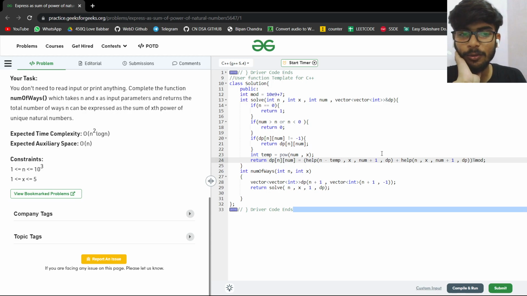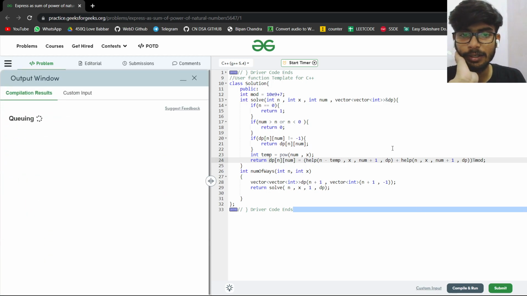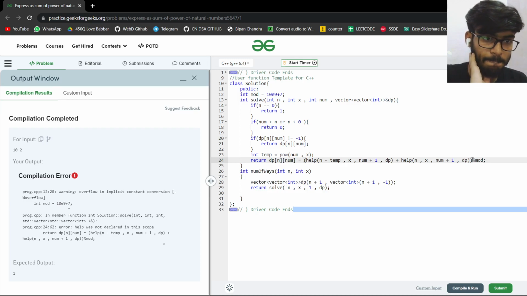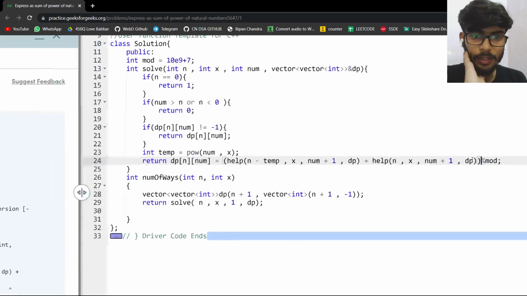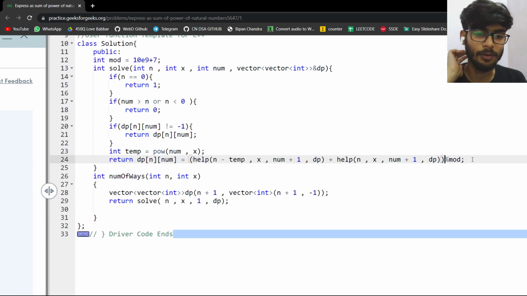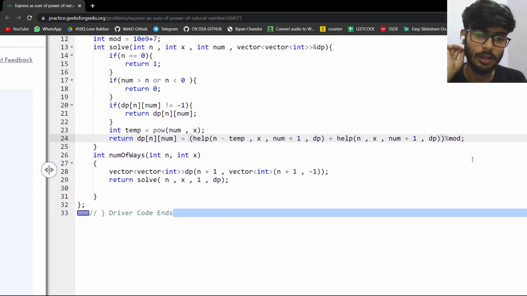This is my dynamic programming code, dp code with memoization. Let us see whether it is running fine or not. If not, then I need to make some other changes. It is showing a warning: overflow in implicit constant conversion. What is happening here? We have calculated help, we are returning help of n minus temp, comma x, num plus 1, comma dp, and from here we take dp percentage mod and return it.